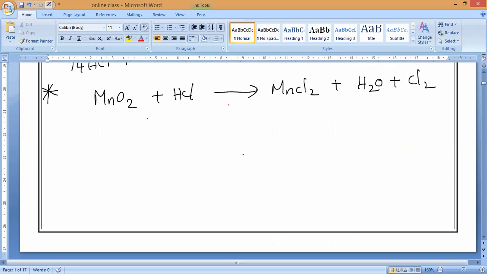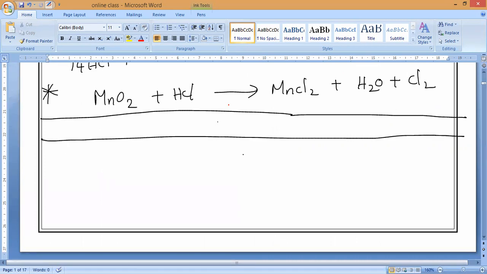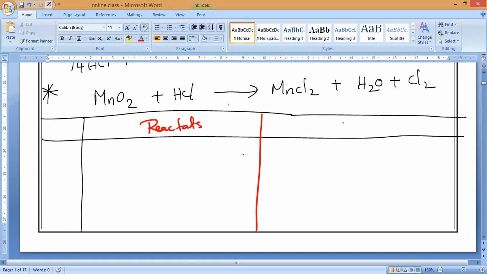So how do we need to balance it? You can make it again, starting from the manganese only. Okay, guys? So now you can get it. Name of the compound. Next what, guys? Reactants, products.